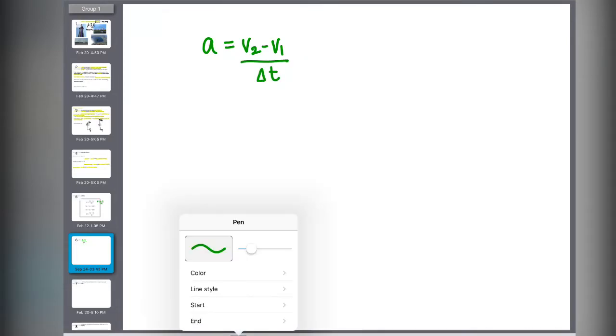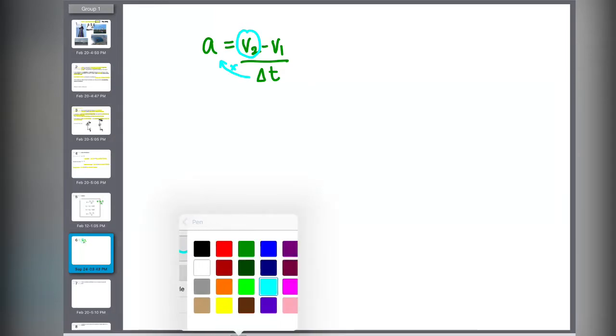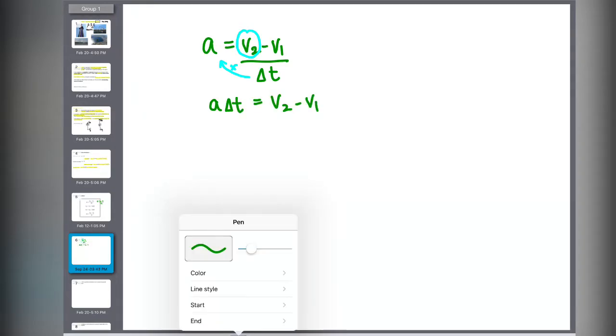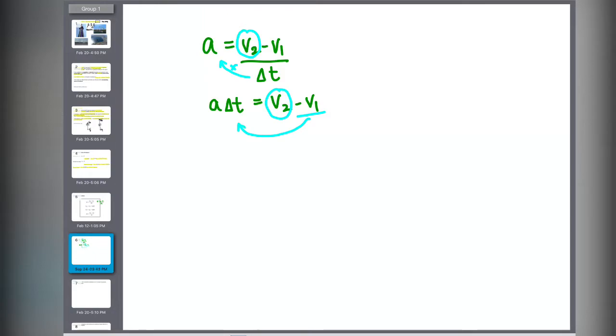Okay, if I know a is v2 minus v1 over t, and the question wants to solve for v2, the first thing I would do is multiply this side. See how it used to be dividing t? To bring the t over to the other side, it becomes multiplying. So this now becomes a times t equals v2 minus v1. And since I want the v2, that means I'm going to have to move this over to the other side.